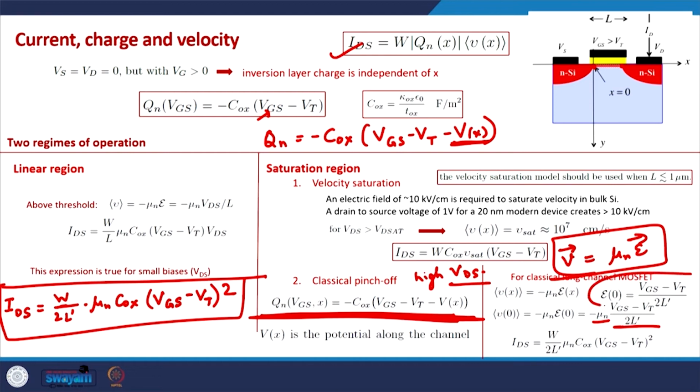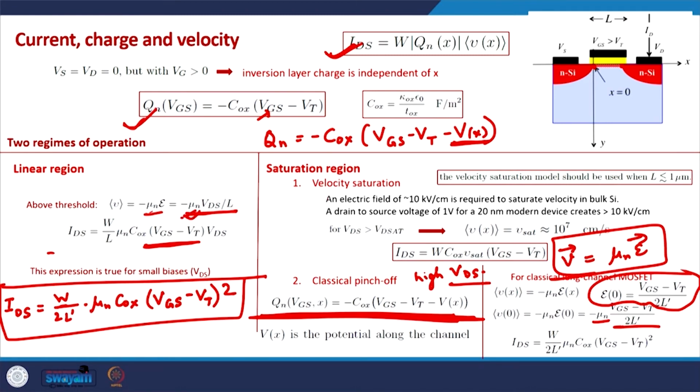We haven't shown where this comes from actually, but this is just to show you various extremes of IV characteristics. In linear regime, electric field is constant because the voltage drop is assumed to be linear. The charge is just because of the gate voltage, so the current can be easily deduced using these three expressions, from this general current expression and the velocity expression.